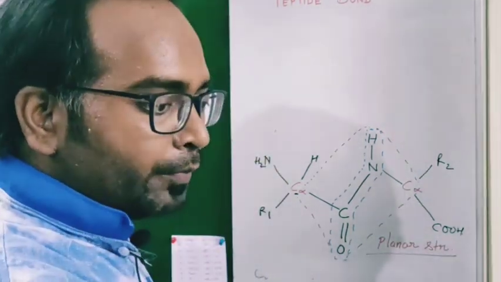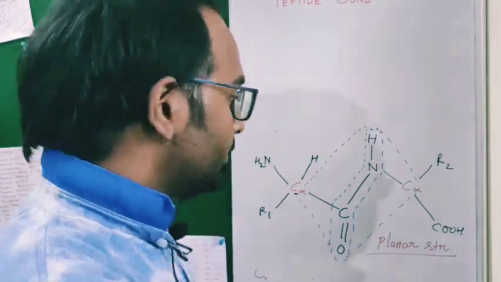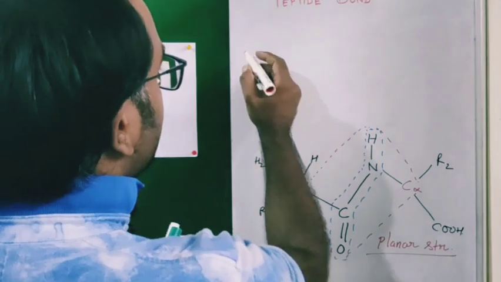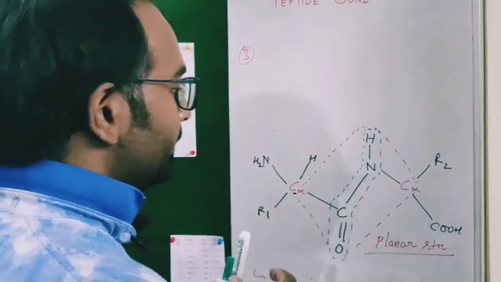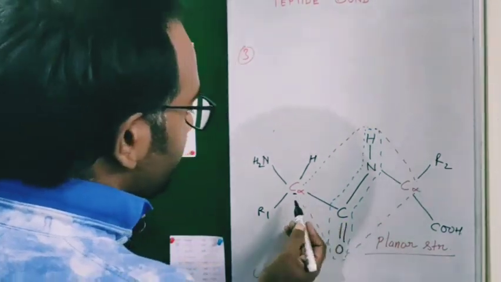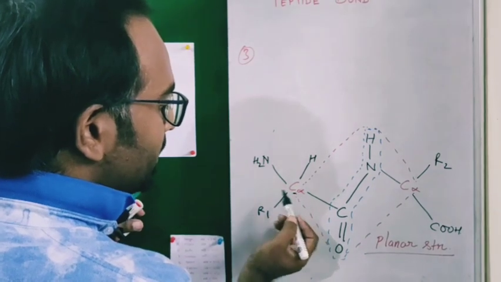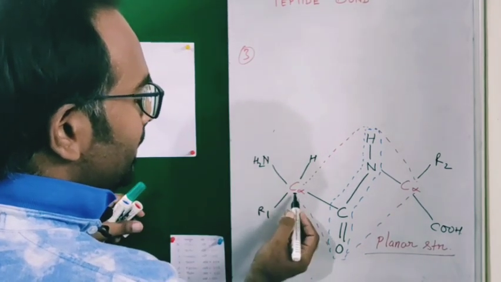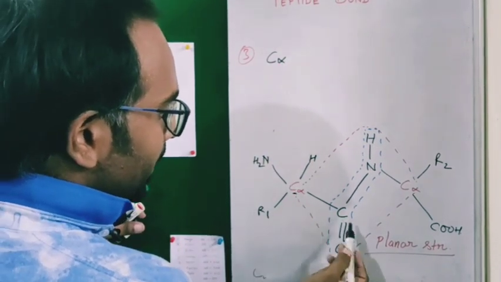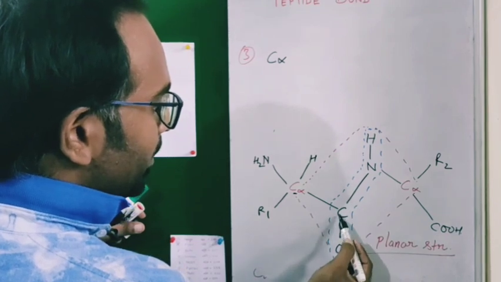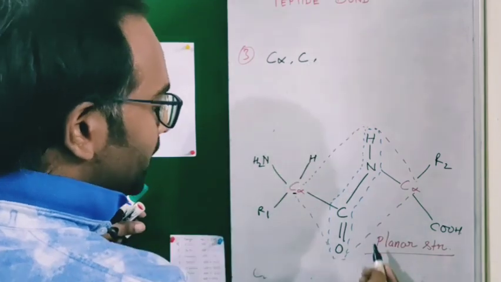Now we'll move towards the third question: how many atoms are present in one peptide group? Count with me how many atoms are present in one peptide group. It starts with the alpha carbon of the first amino acid. So we'll write the number of atoms. Alpha carbon, this is one. The second atom is carbonyl carbon. The third atom is oxygen.